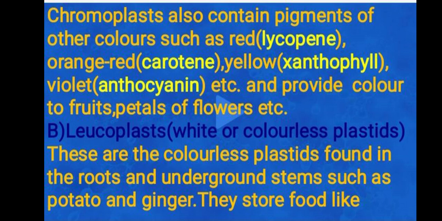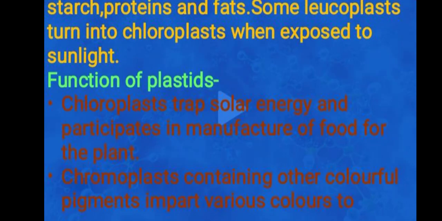The next type of plastids are leucoplasts. They are white or colorless plastids and are found in the roots and underground stems such as potato and ginger. They store food like starch, proteins and fats. Some leucoplasts turn into chloroplasts when exposed to sunlight.